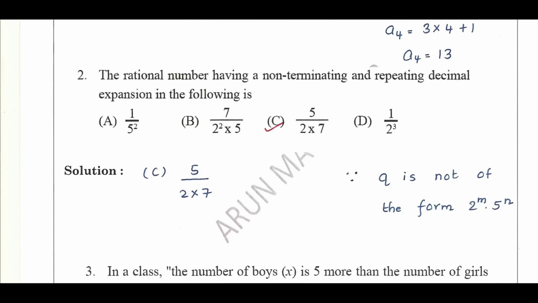Next, the second question: the rational number having a non-terminating and repeating decimal expansion. The correct answer among the following is option C, 5 divided by 2 into 7, because the denominator q is not of the form 2 power m into 5 power n. Therefore the correct answer is option C.